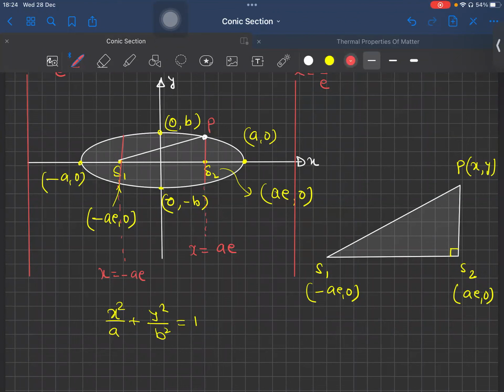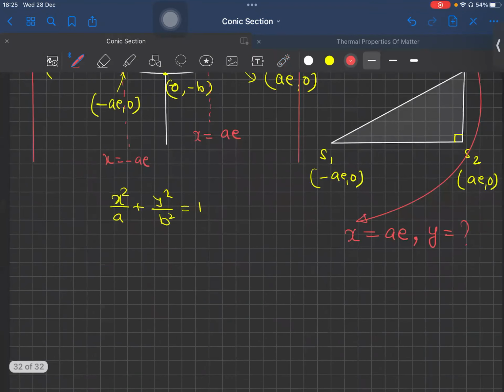See, what will be the value of x here? This x. What is this x? This x will be equal to ae because it's a vertical line, right? You see here, this is a vertical line. That means whatever the value of x is here, the same value of x is here. So x is ae, but we still don't know y. How can we find it? We will substitute in this equation.